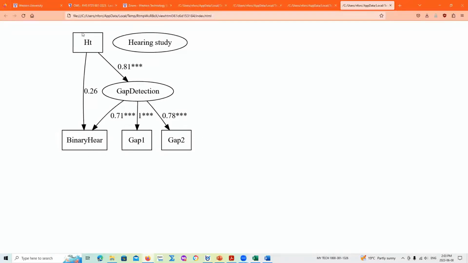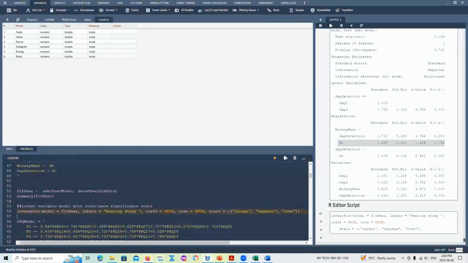So this is not exactly the model we're thinking of. You see that this is not the model. We wanted to say gap is a predictor, but maybe it's mediated by height, not this one. So this model is the wrong model from the way you explained. So how do we get the right model? Go back here.